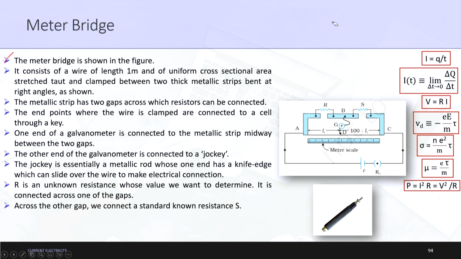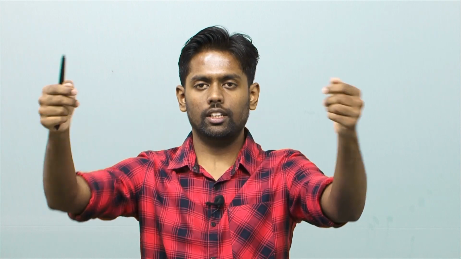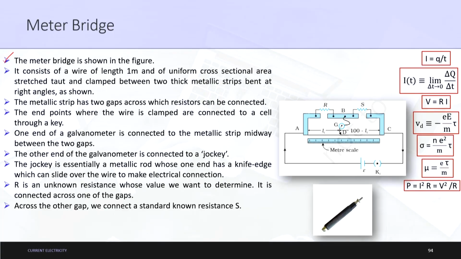So it consists of a wire of length 1 meter and of uniform cross sectional area stretched, taut and clamped. What does taut mean? Taut means that the complete tension has been achieved. There is no slack, there are no undulations in the wire. It's completely stretched apart. So stretched, taut and clamped between two thick metallic strips bent at right angles. So these are the metallic strips we talked about. It is clamped between these two thick metallic strips, bent at right angles as shown.